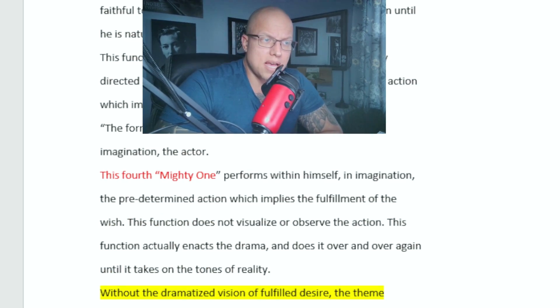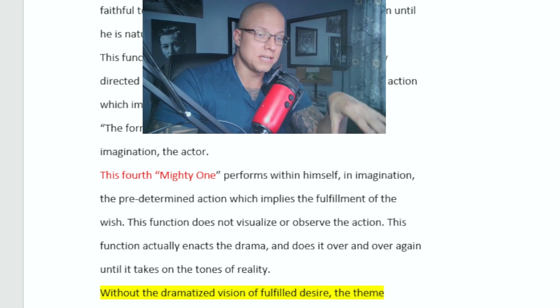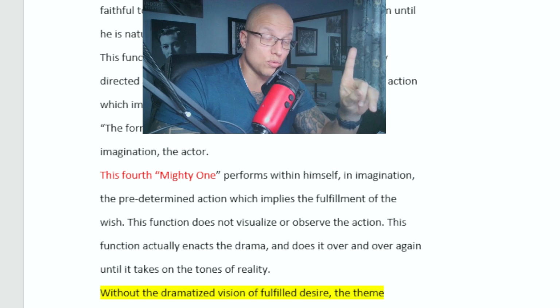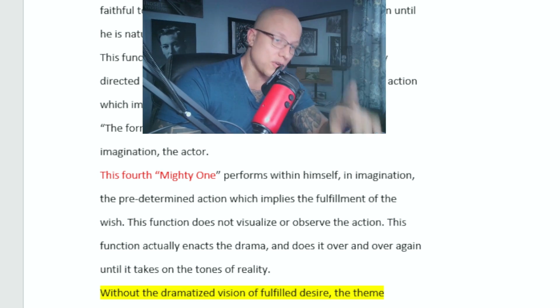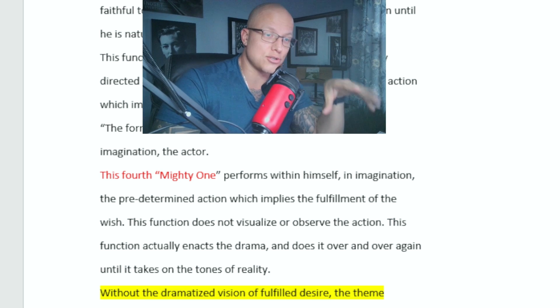This function does not visualize or observe the action. This function actually enacts the drama. So first person, okay? You don't visualize or observe this action. You're actually in it. You are the actor in the movie. So this actually helps you take your visual scenes or your imaginal acts to the next level, because a lot of people have the problem with the third person and the first person, thinking of it, not from it. This puts you thinking from it. You're actually in the movie.